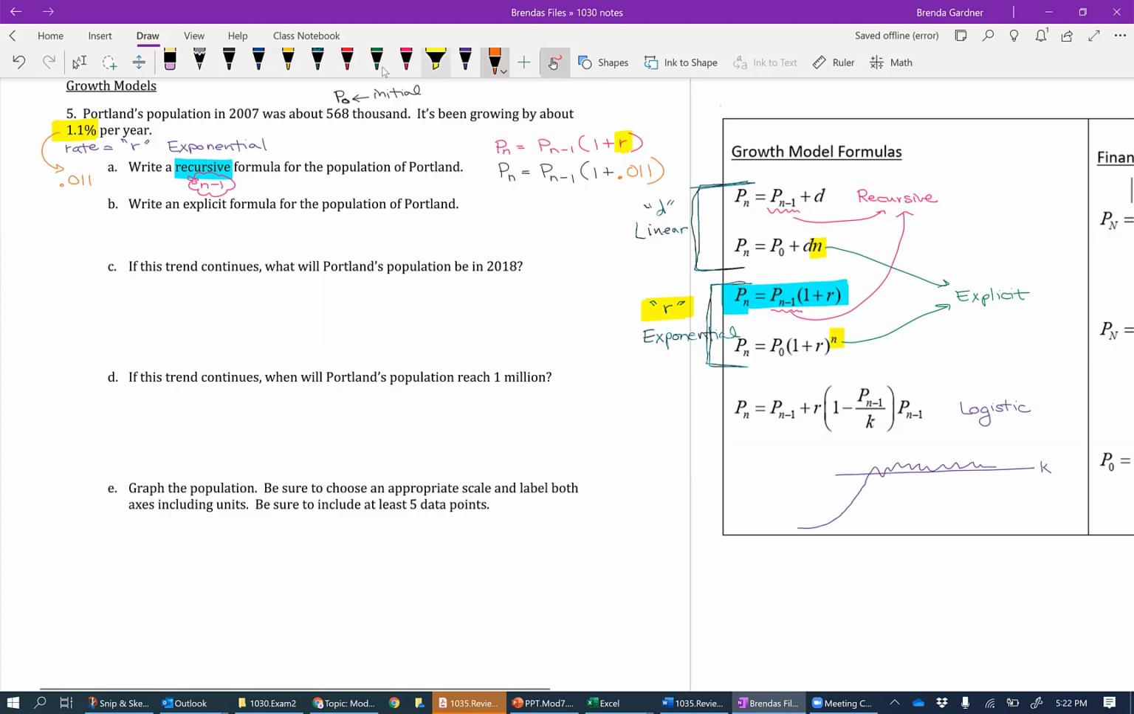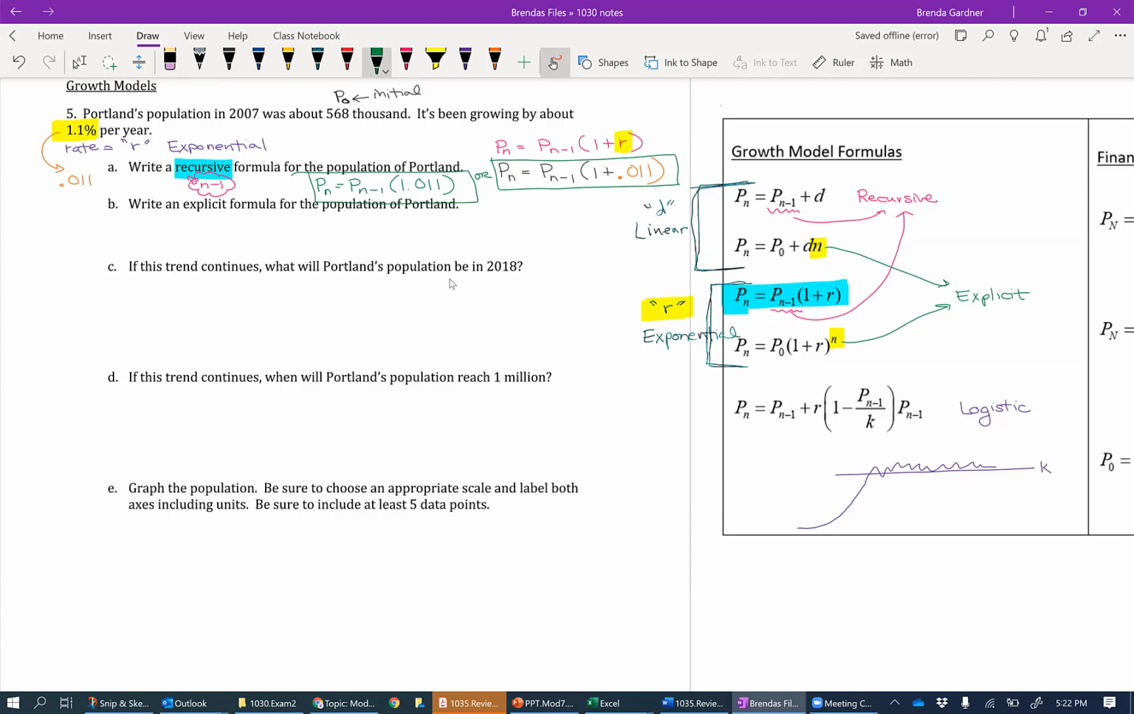This would be completely acceptable as an answer on a test, or you can go ahead and do the addition, but I must see the n minus 1 on the right, and the n on the left. So you can also have 1.011. Either of those are fine. I probably prefer the one where you actually do the addition, but I would still give you full points for the other one. Does that make sense on part A?